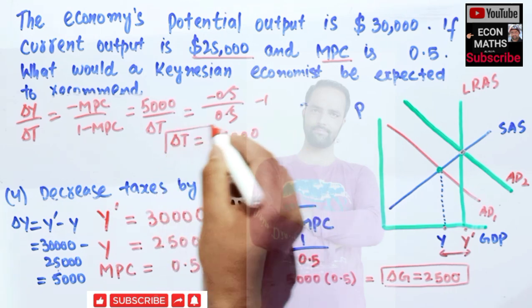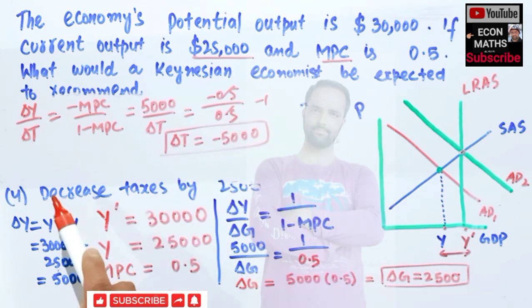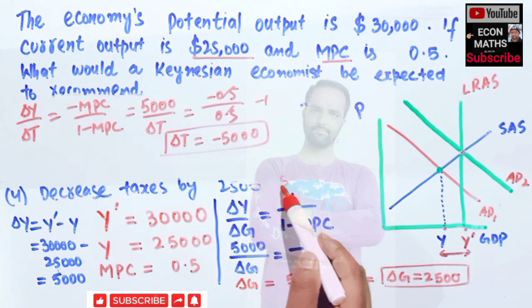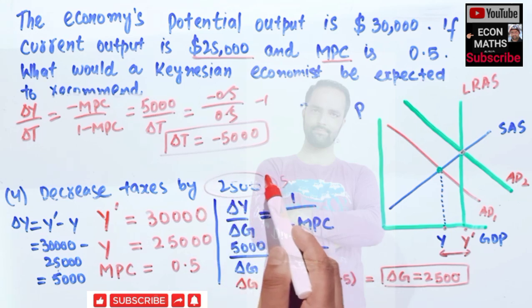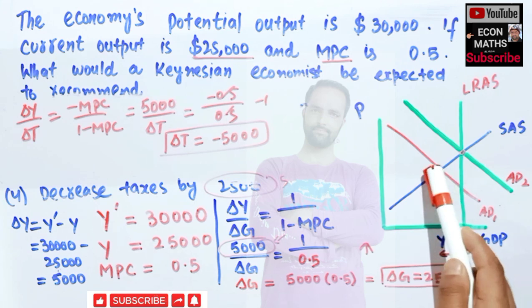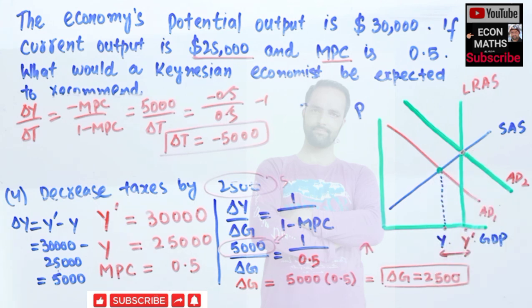So if we were given an option to decrease taxes by $5,000, then that would have been correct. But since it is only $2,500, it will not have the required impact to close the gap between actual GDP and potential GDP. So the correct option is that the government should increase government spending by $2,500 so that this output gap gets closed. I hope I make myself clear. Thank you.